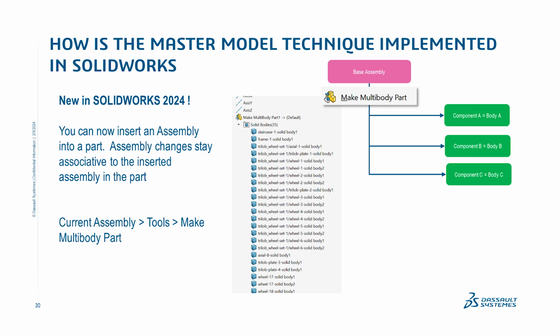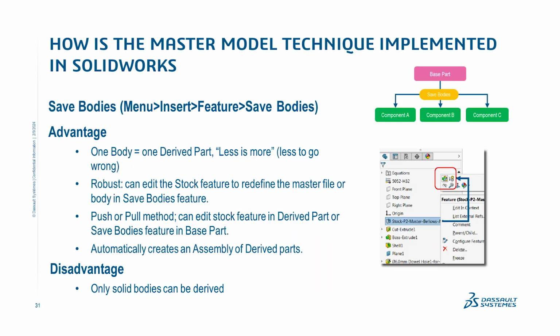So let's talk about the save bodies method over insert part. The advantage of save bodies over insert part is that it is more reliable and more robust. What I mean by that is you can think of it as less is more. Save bodies only saves out a solid body, and because it does that, I find it to be more reliable in keeping associativity to that body that's derived out from the master into the derived part.